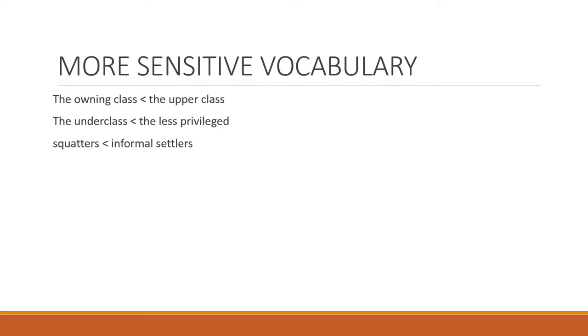Right? So it is more advisable to use these words. It is because it becomes more sensitive and more culturally based. So, for example, the owning class is the upper class, right? Underclass, less privileged.